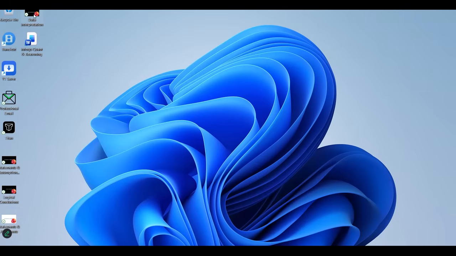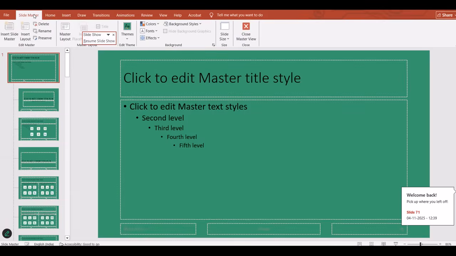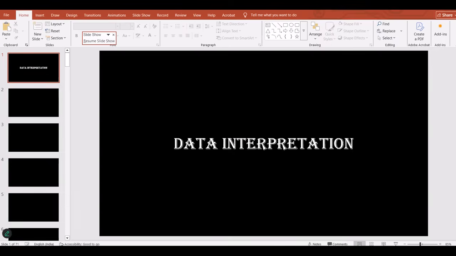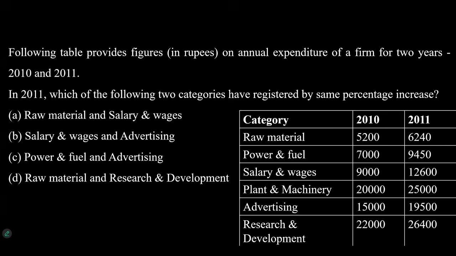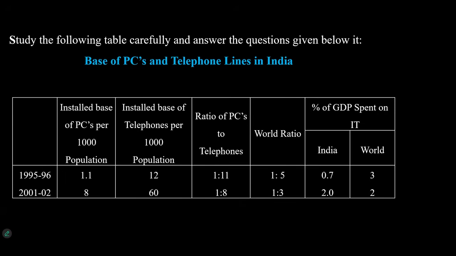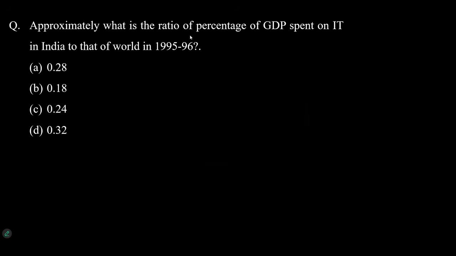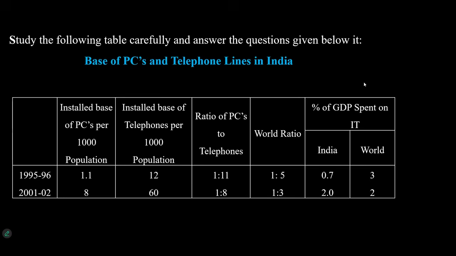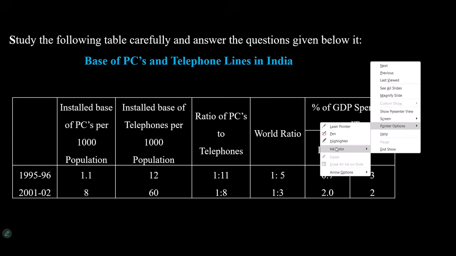Now let's look into data interpretation. They are focusing more on it, and we should have a clear idea regarding data interpretation. Sudden questions from data interpretation. This comes under quant. Let us see, they may give a table like this, and they're asking the question: what is the ratio of percentage of GDP spent on IT in India to that of the world in 95-96? The ratio of India with respect to the world is what they want.